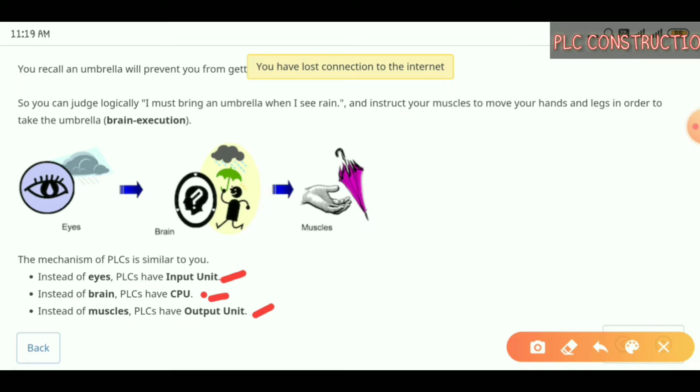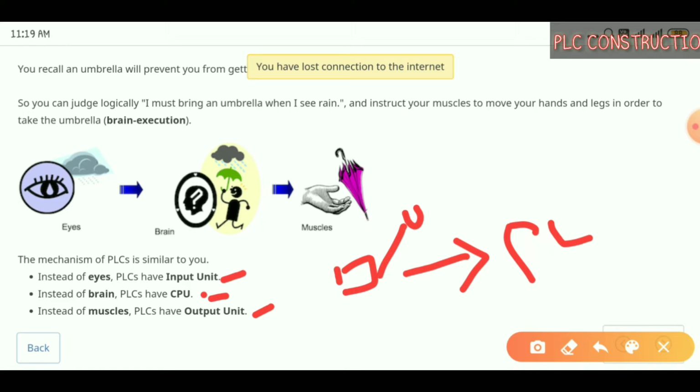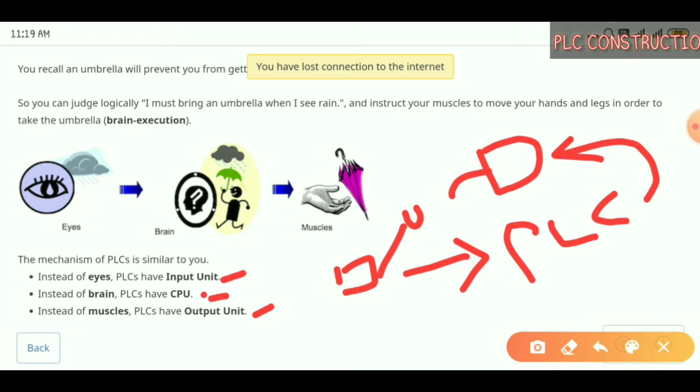As I told in the last lesson, there will be a limit switch like this. If it actuates, it will give a signal to the PLC, and from the PLC it will give a signal to the output device, like motors and similar things. So like this it will work.